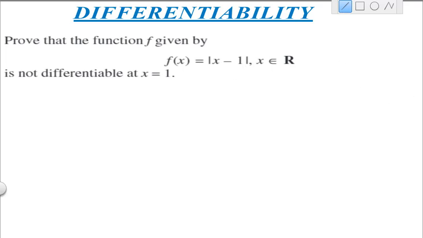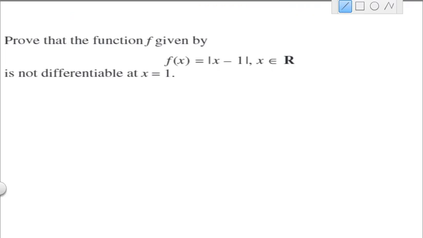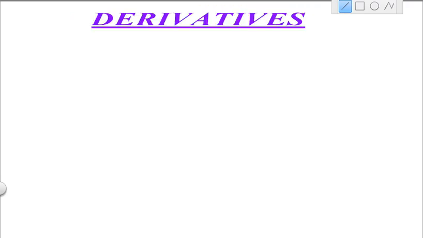Let us go to the next concept, which is derivatives. In derivatives, first of all, we did the chain rule.